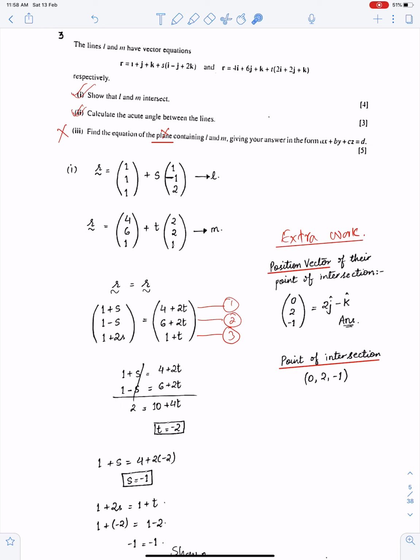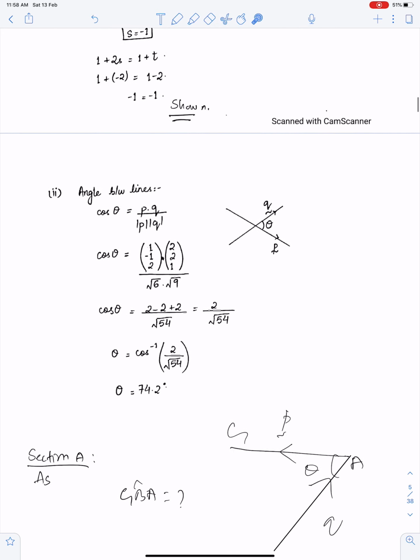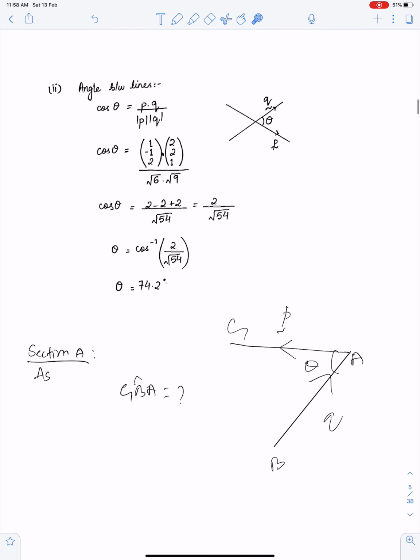Second part is very simple. Calculate the acute angle between the lines. This is so simple. You just need to use the scalar product formula. The angle between two lines is the angle between their direction vectors. So these are the direction vectors of the lines. By taking the dot product of these two, you can get the angle between the two lines. Use this formula.